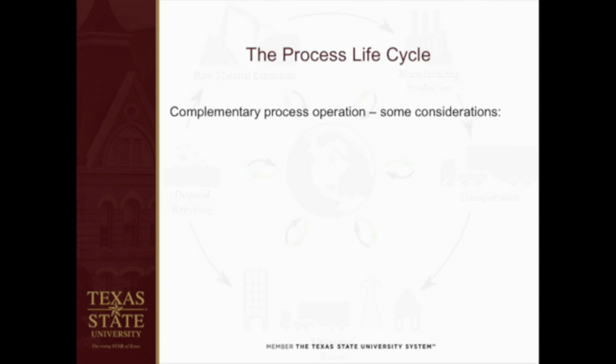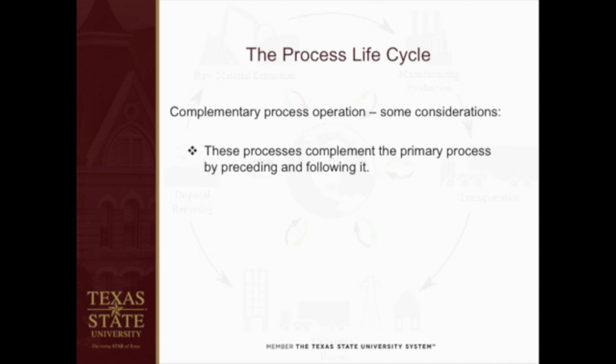Now, complementary processes. They're called complementary because they either precede or follow a primary process. For example, before you can weld two metal parts together, they have to be cleaned. That cleaning process is a complementary process. Or if you are soldering, after the soldering process, you have to clean the freshly soldered surfaces to get the flux removed. So it either precedes or follows a primary process.